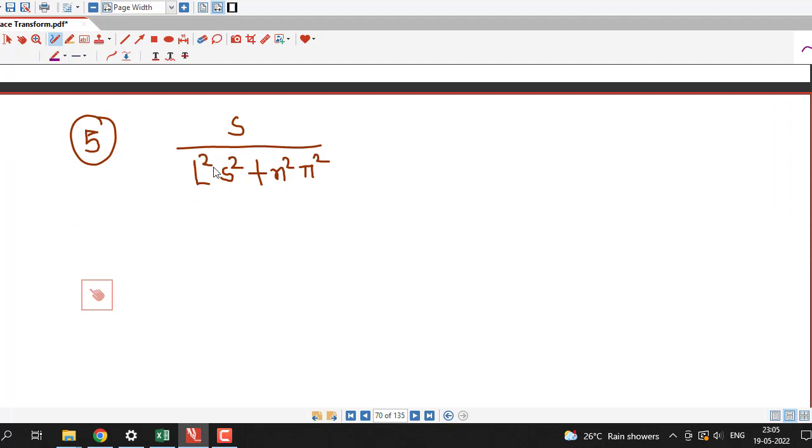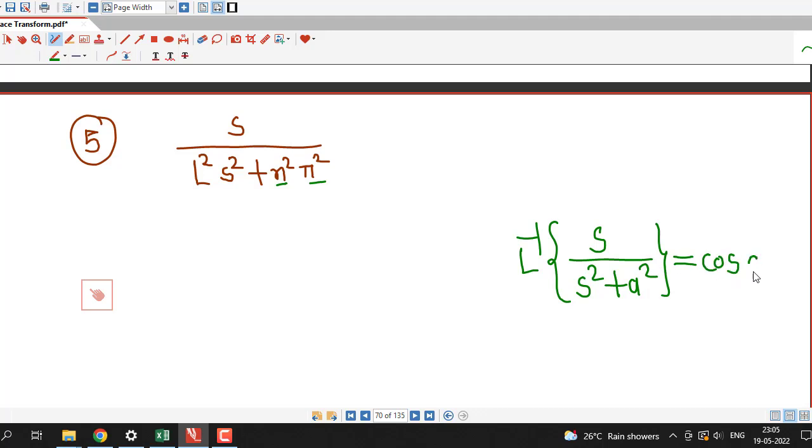s divided by L square s square plus n square pi square. So this n, pi, L all are considered as constants. We have a function of s here. So this n, pi and L are constants. Now we have the formula for the inverse Laplace transform of s divided by s square plus a square. We know that s divided by s square plus a square is the Laplace transform of cos at. Therefore, L inverse of s divided by s square plus a square is cos at.